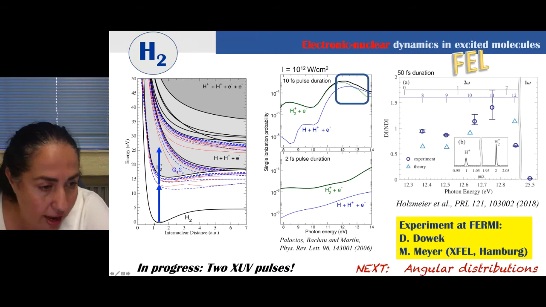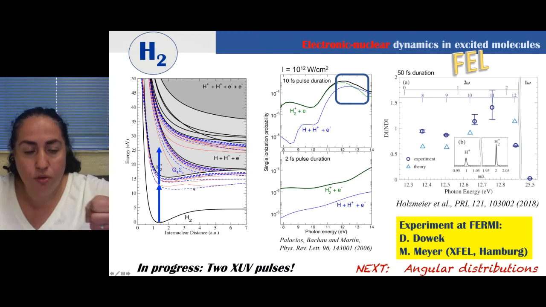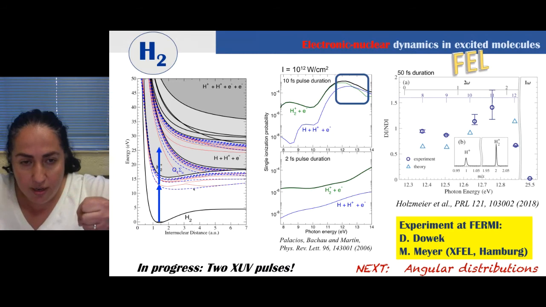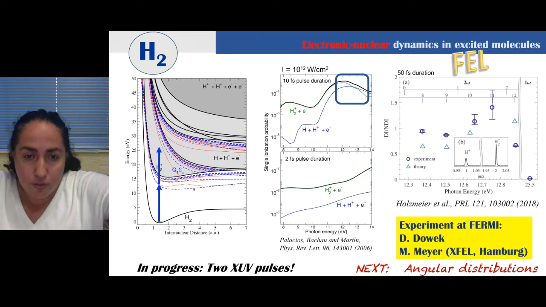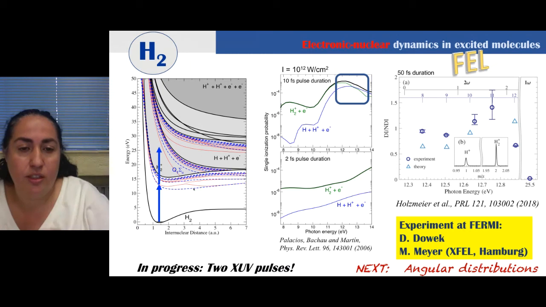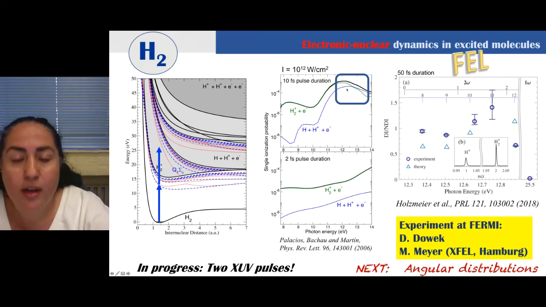And this is due to the fact that during the duration of the pulse, the nuclei have time to move, and we are exploring different nuclear geometries, different internuclear distances, that when the second photon comes, is reaching the target into different final states, and one can even control these two different ionization channels.